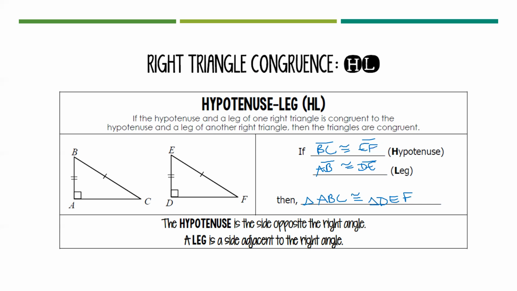Now, one thing that students do tend to get confused is as soon as they see a right triangle, they think they have to use hypotenuse leg. That's not necessarily true. You could have a right triangle, but use one of the other shortcuts. But if you're going to use hypotenuse leg, you have to have a right triangle. Okay, so just because you have a right triangle doesn't mean you have to use hypotenuse leg. You could use a different shortcut. However, if you're using hypotenuse leg, you do have to have a right triangle.